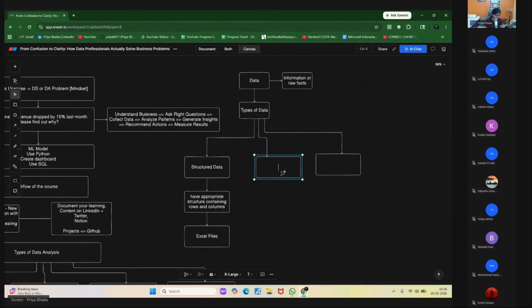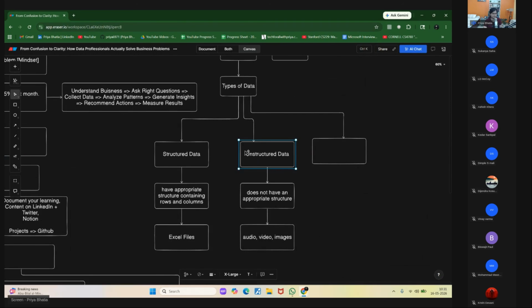The second category belongs to unstructured data. In unstructured data, we say it is any data which does not have an appropriate structure. For example, when you deal with data like audio, video, images, these data points do not have an appropriate structure, right? So that is something which could be a part of unstructured data.